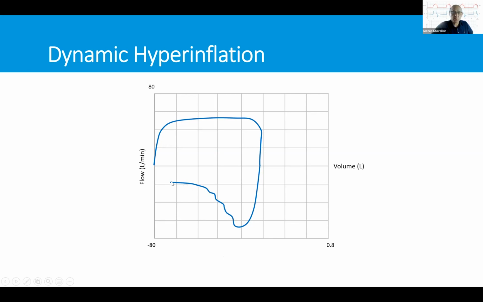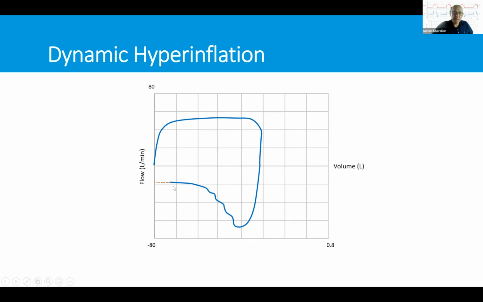Well, it doesn't go all the way down to zero. You can see here we finished the breath. There's persistent flow at end of expiration. This is the persistent flow. It's not zero. At the same time, you can see the volume doesn't go back to zero.